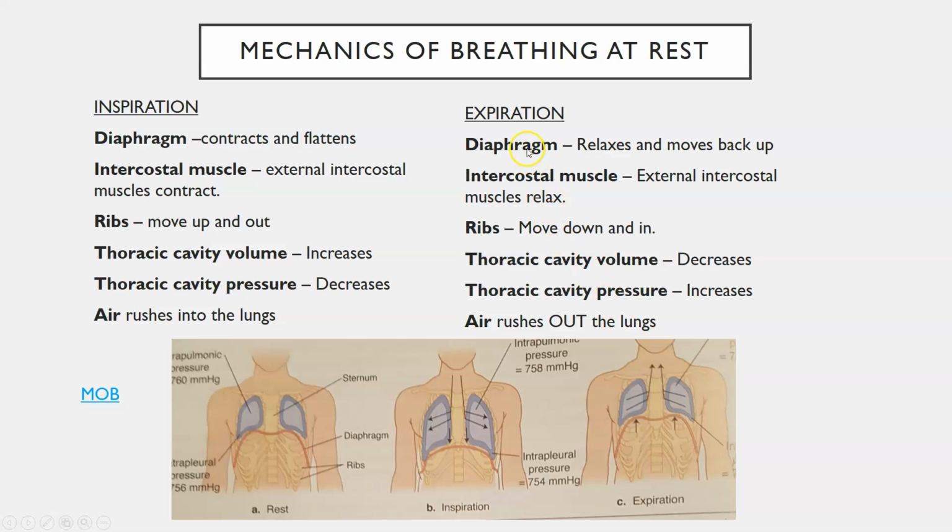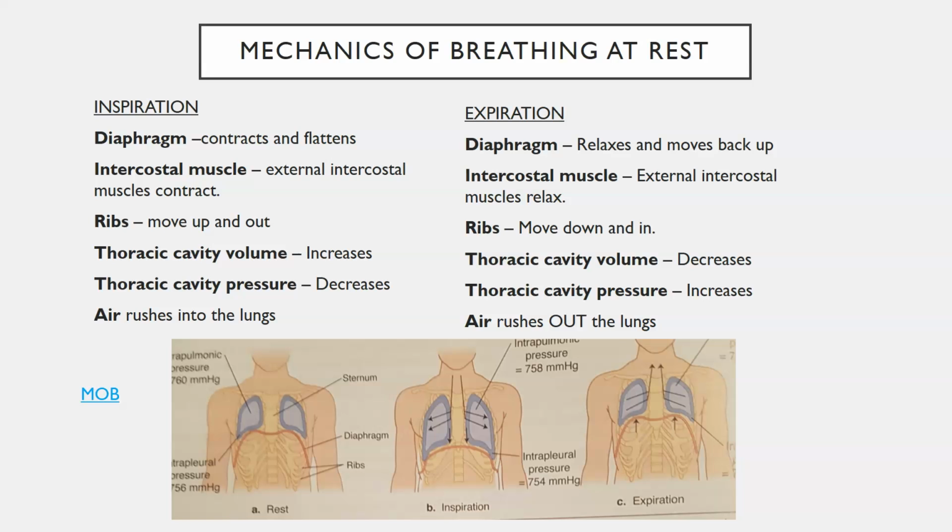So for expiration, the diaphragm relaxes and moves back up, the external intercostal muscles relax, the ribs move down and in, the thoracic cavity volume decreases, thoracic cavity pressure increases, and air rushes out of the lungs. Okay, again, when it comes to questions for this part, I may just say, what happens to the diaphragm during expiration? It relaxes and moves back up. What happens to the thoracic cavity pressure during expiration? Increases. What happens to the ribs during expiration? Moves down and in.